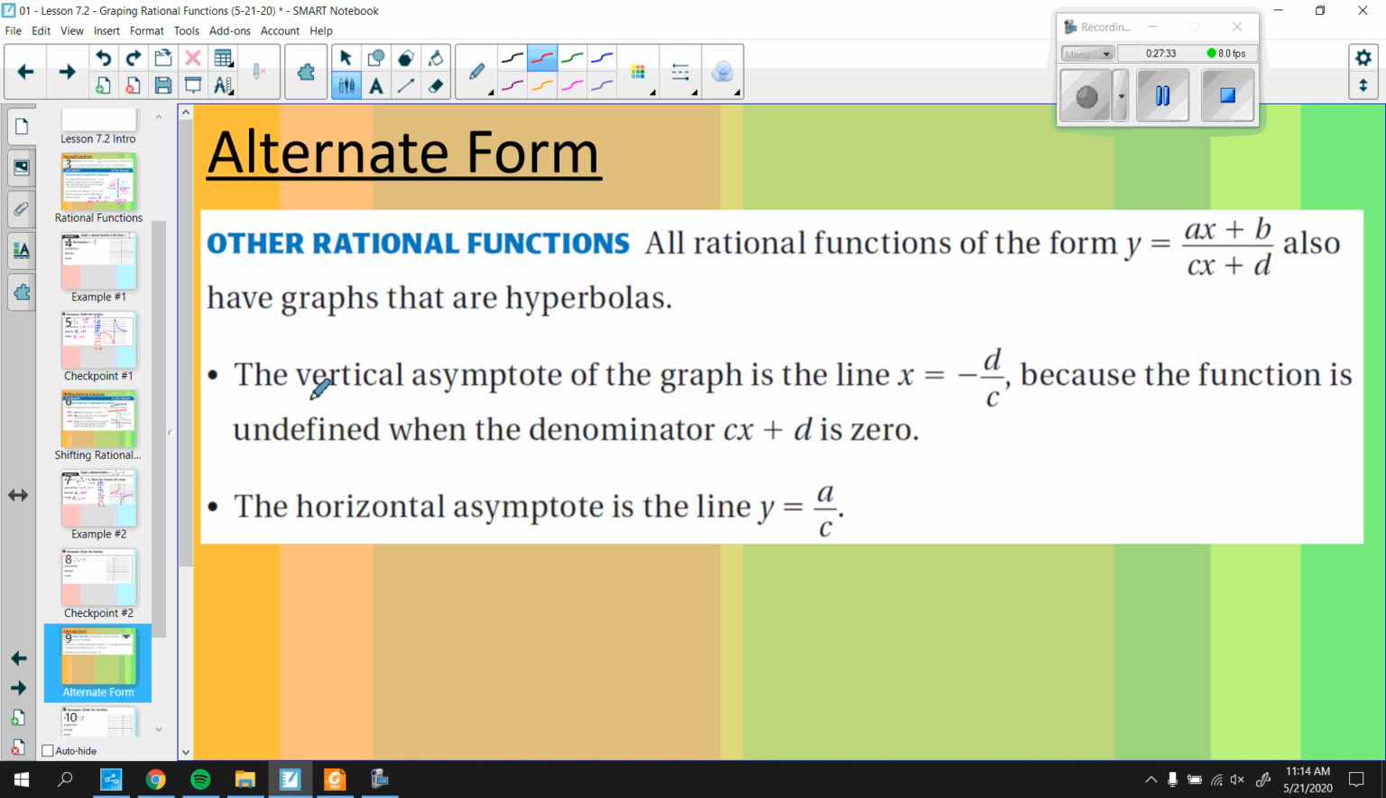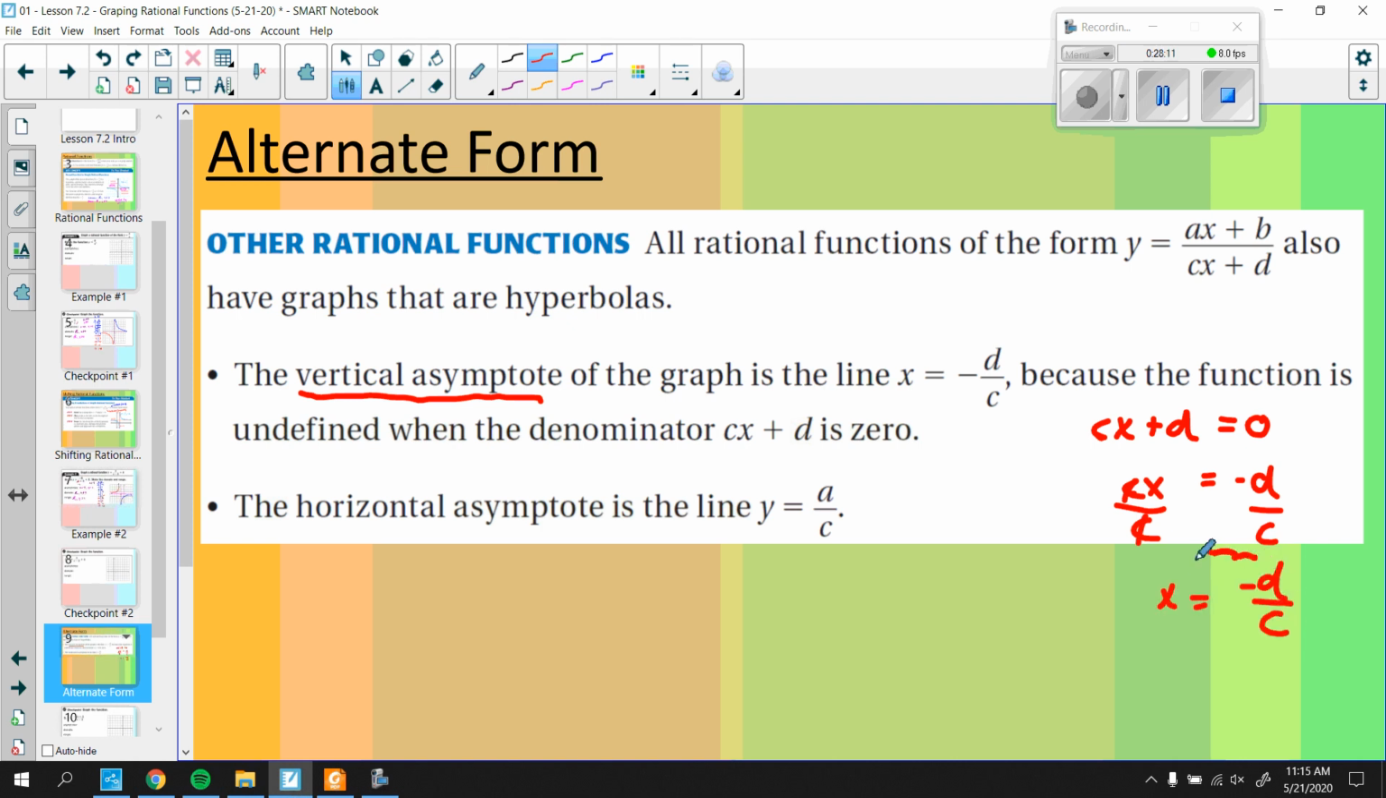For your vertical asymptote, it still comes down to what is going to make this denominator 0. So I guess you could memorize x equals -d over c. I still see it as, where is this coming from? That seems so random. Well, it's not really. cx plus d, what is going to make that value 0? Well, how would you get the x all by itself? You would subtract d from both sides, and then you would divide by c, to get the x by itself. So x equals -d over c.